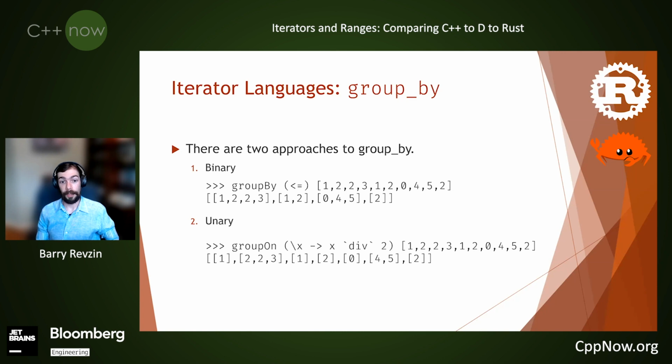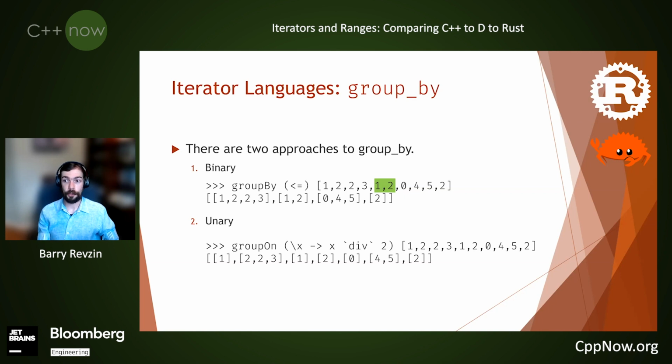One is a binary implementation. So for instance, in this case, we take the predicate less than or equal to, and what we do is we traverse the range 2 elements at a time. And as long as that predicate returns true, we group those elements together. So 1, 2, 2, 3, it still returns true. And then we eventually get to 3, 1, the predicate returns false, and then we start a new group. And then when we get to 1, 2, we're back to returning true, so that's a new group. So the result of applying group by in that case is we end up with these 4 groups. But there's a separate approach, which is unary.